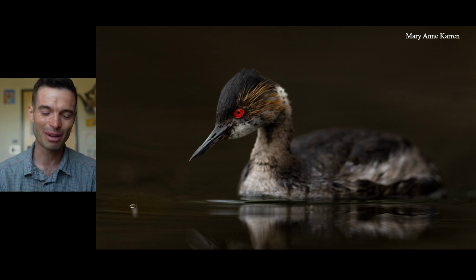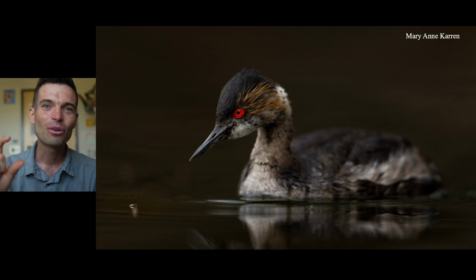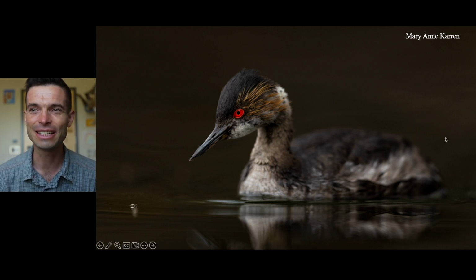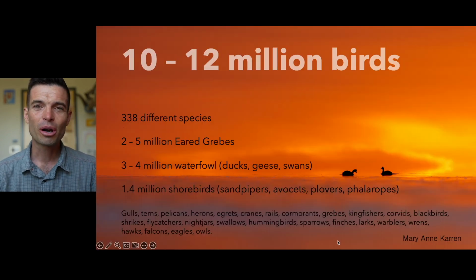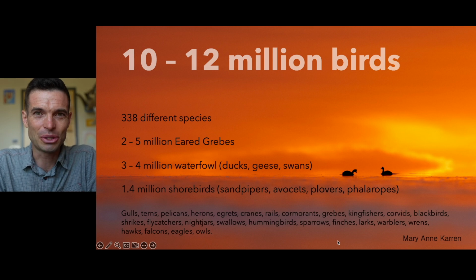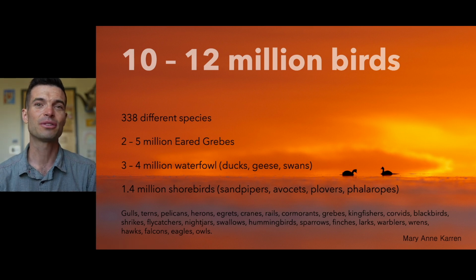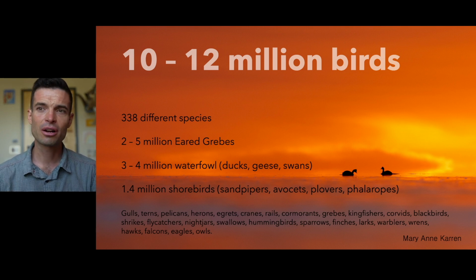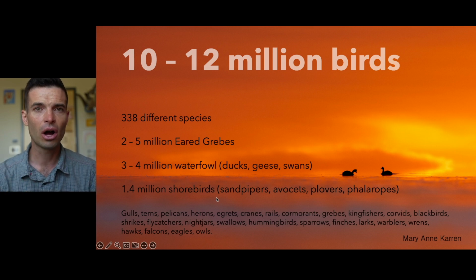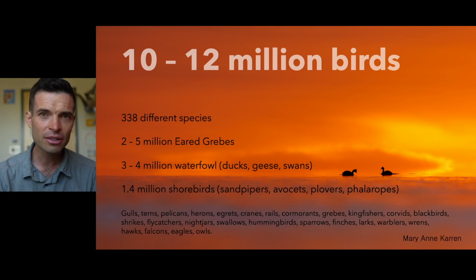This picture by Marianne Karin captures one of the important dynamics, an eared grebe about to feast on a brine fly. There are between 10 and 12 million birds that come through the Great Salt Lake system every year. Almost 340 species, some of the largest congregations of these individual species that occur anywhere on the planet. They depend on the lake.